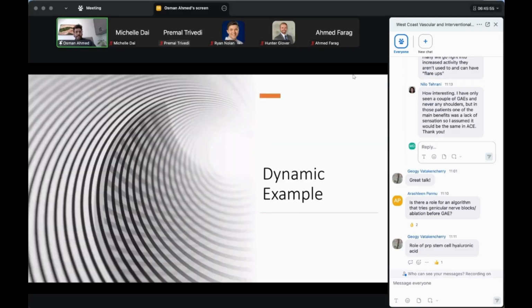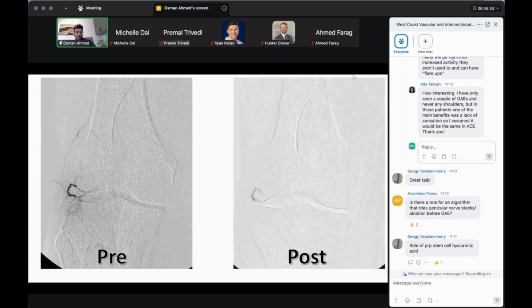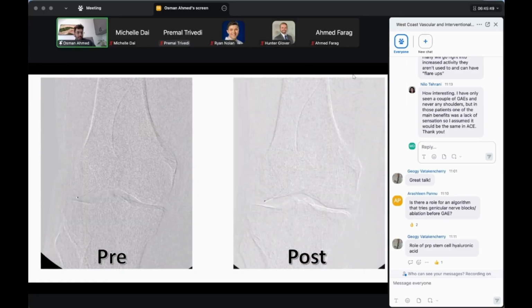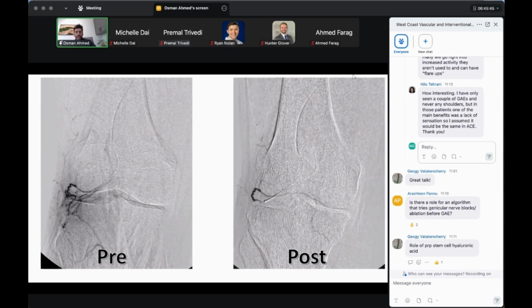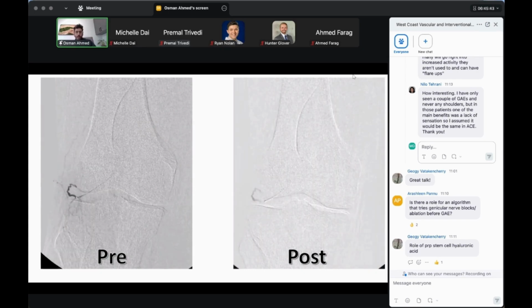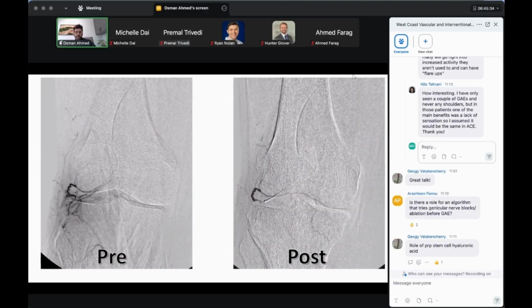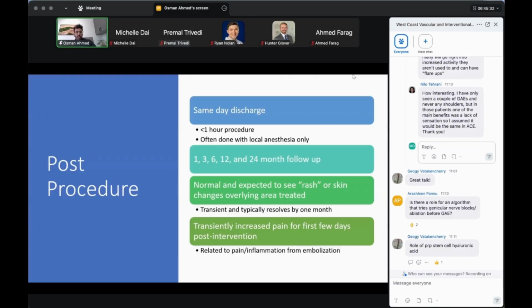Here's a dynamic example. This is what this looks like in real time. So you can see on the left, this is pre-embolization. You can see that inferior lateral genicular artery. We see a fair amount of blush there as we continue to inject. And if you turn your attention to the right in the post-embolization, you can see that when we inject, we still want flow through that artery. We don't want it to be static, but we want that blush to be gone. So you can see that blush has been eliminated.